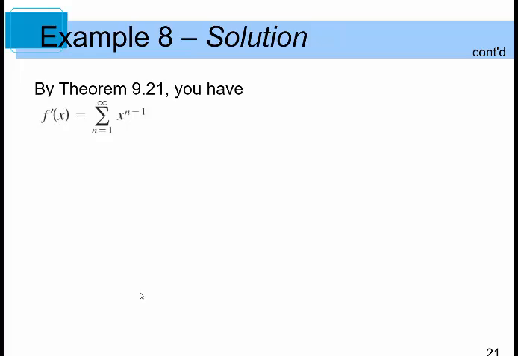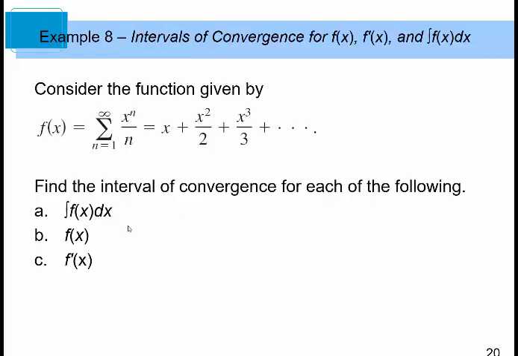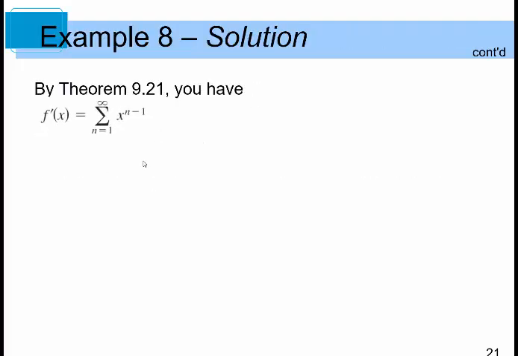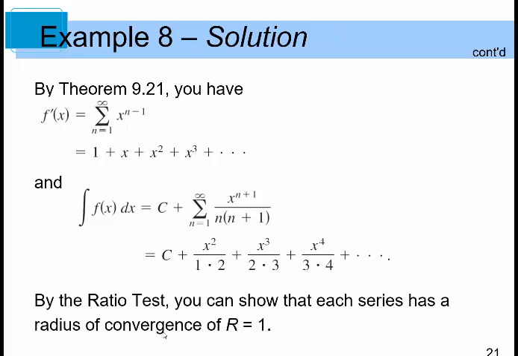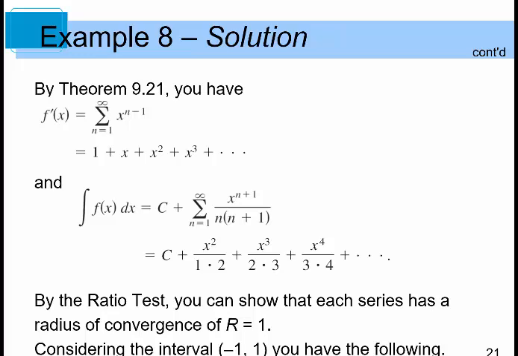By theorem 9.2, when you take the derivative, this is just x to the n minus 1. This is what the series looks like as you expand it out. And when you integrate this, it simply integrates to this function right here. By the ratio test, you can show that each series has a radius of convergence r equal to 1. Consider the open interval -1 to 1, and you have the following.